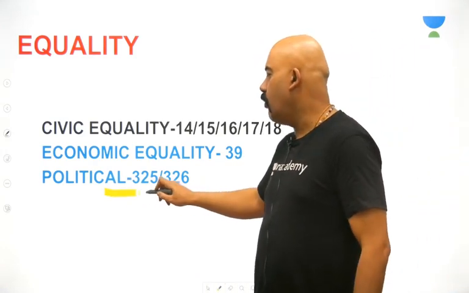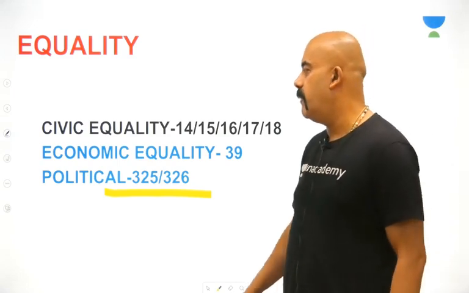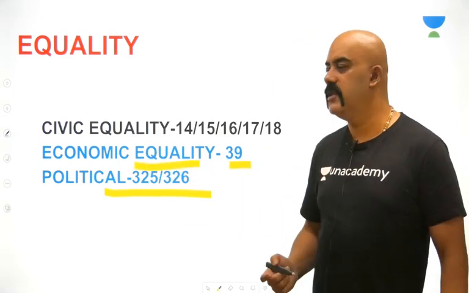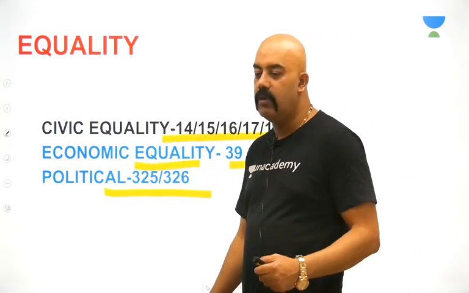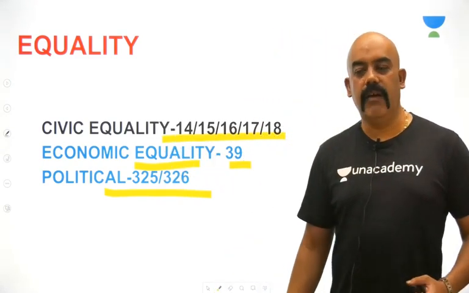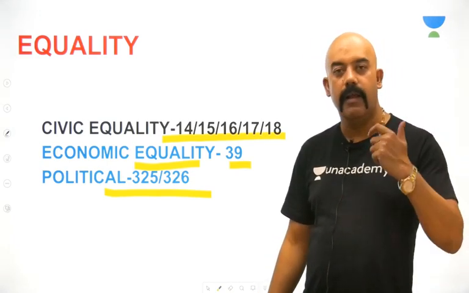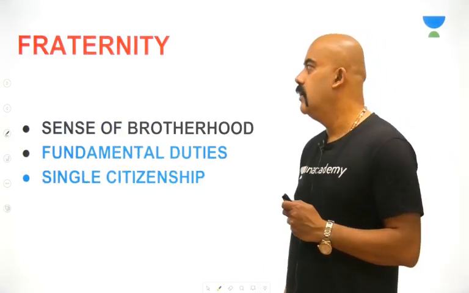Whether it is political equality under Article 325 to 326, which deals with voting and the electoral powers, economic equality under Article 39, which deals with all the DPSPs, then civic equality under Article 14, 15, 16, 17 and 18, no discrimination. You talk of any kind of equality, India's equality concept is based on the Preamble, it is based on DPSP, it is based on fundamental rights, everywhere you notice.